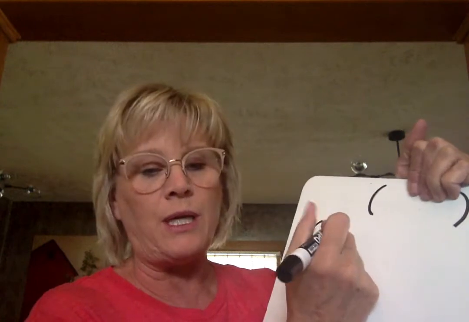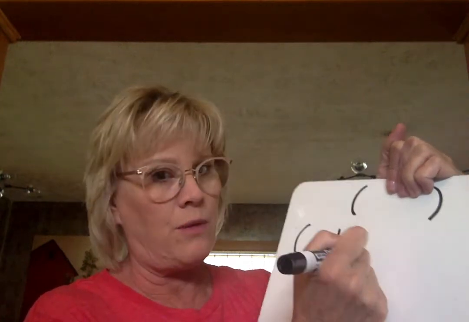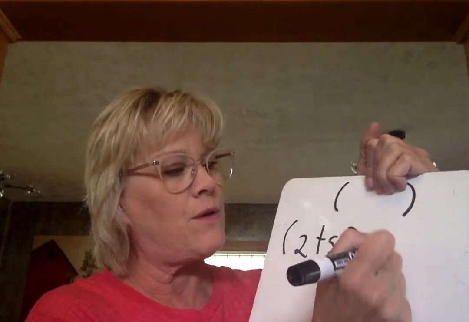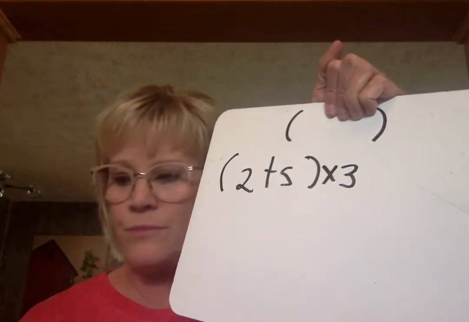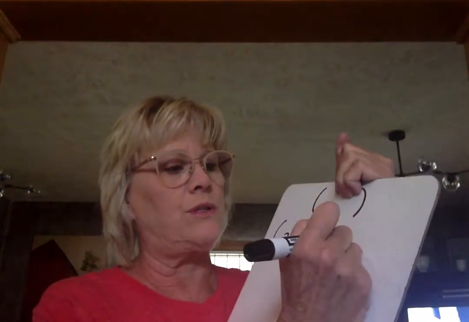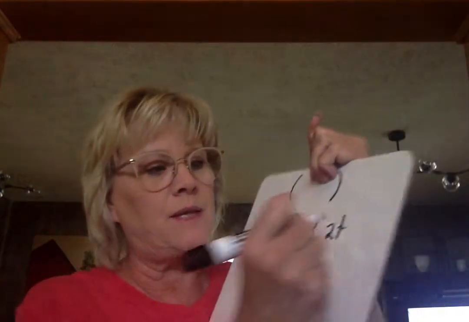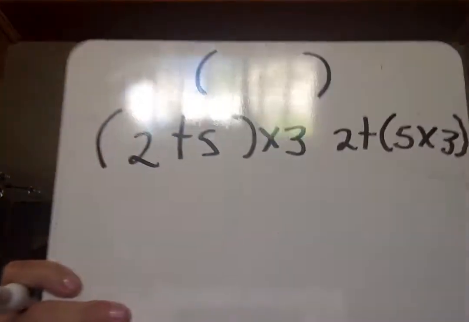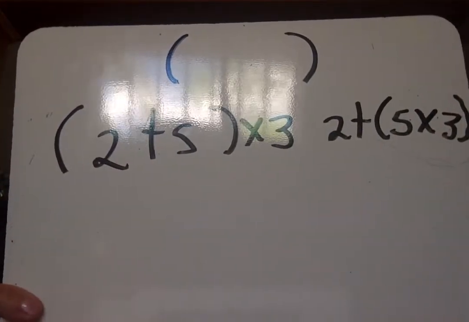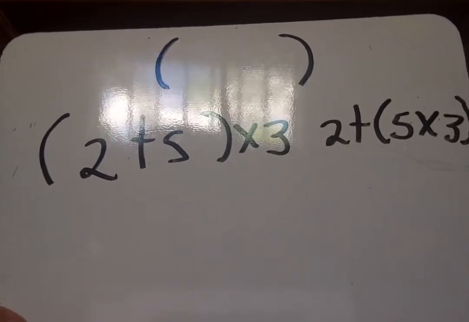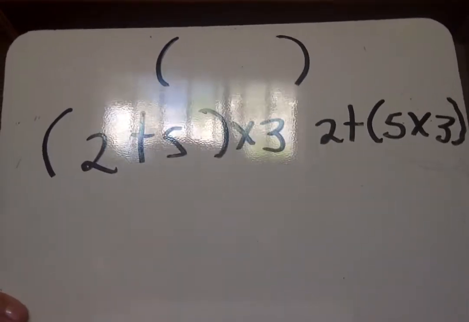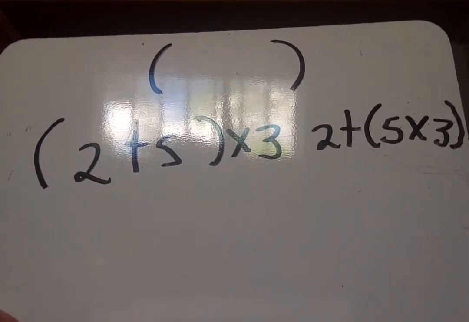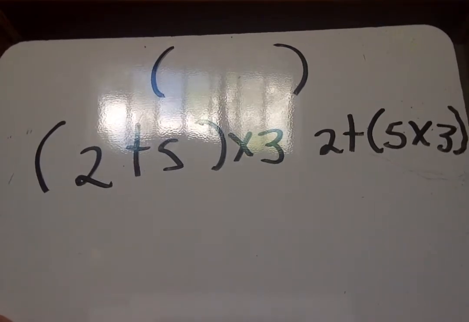First, we're going to put in parentheses 2 plus 5, times 3. And then we're going to do 2 plus, and in parentheses, 5 times 3. What is the same about these problems? Right, they're using the same numbers. What is different? The parentheses are around different numbers.